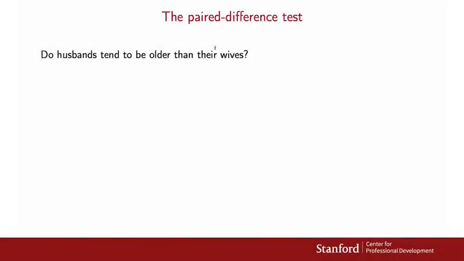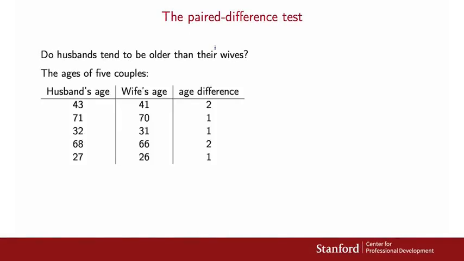Now let's look at these questions. Do husbands tend to be older than their wives? Well, we can collect some data, and here are the ages of 5 couples. What you see is, well, there's a husband of age 43, whose wife is 41, so there's a 2-year age difference. And then we have a couple where the husband is 71 and the wife is 70.